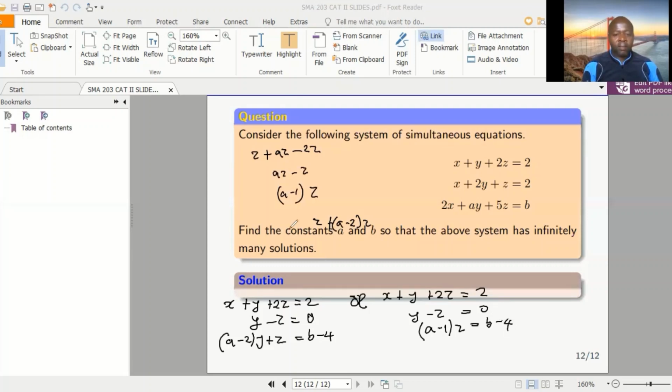So the question is, what is m and what is b if this system is to have infinitely many solutions? If it is to have infinitely many solutions, this part must be 0 and this part must be 0. So that means m minus 1 must be 0, which implies that m is 1. And also b minus 4 must be 0, which implies that b is 4. That is how you answer this question.